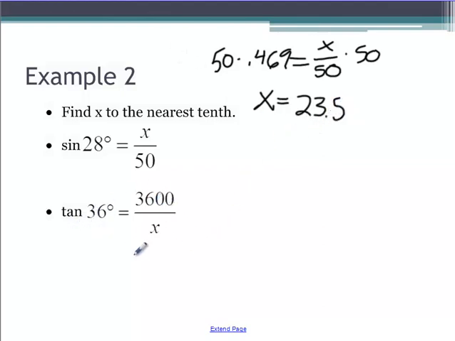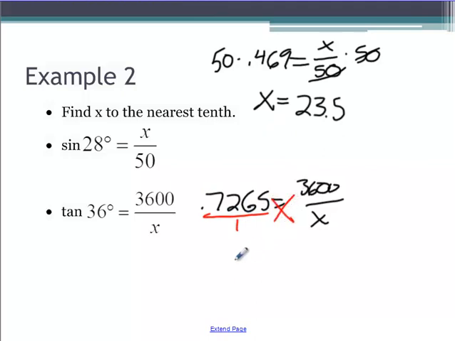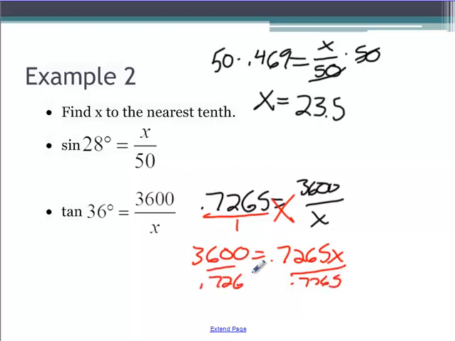So over here, tangent of 36, if I type in tangent of 36, I get 0.7265 equals 3600 over x. Now up here I was able to just multiply by 50 and those canceled out. Down here I'm not, so I'm going to make this over 1. I'm going to cross multiply. 3600 equals 0.7265, that long non-repeating decimal, times x, and then I'm going to divide by that decimal. When I divide that on both sides, try not to clear this in your calculator.